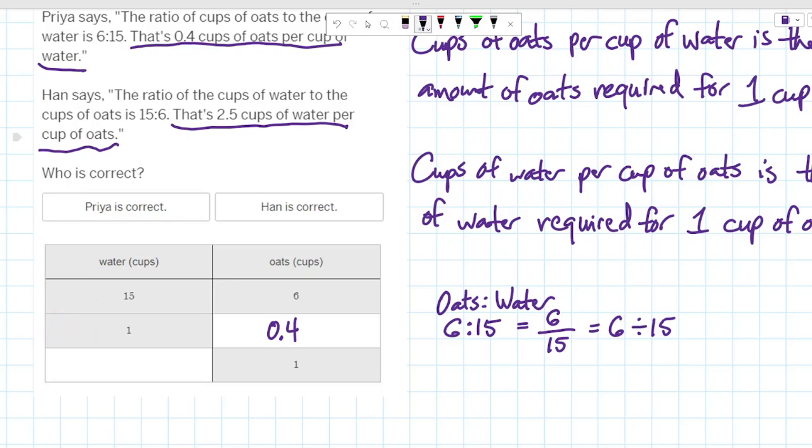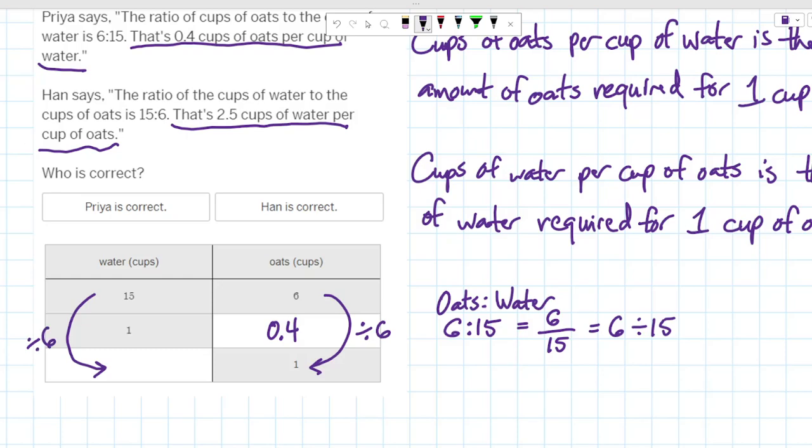Han said that there are 2.5 cups of water per cup of oats. So let's look at our table and let's look at the 1 cup of oats, because we're wondering how much water needs to go with that. How do we get from 6 to 1? 6 divided by what is 1? That's 6 divided by 6. So on the other side, we should do 15 divided by 6.